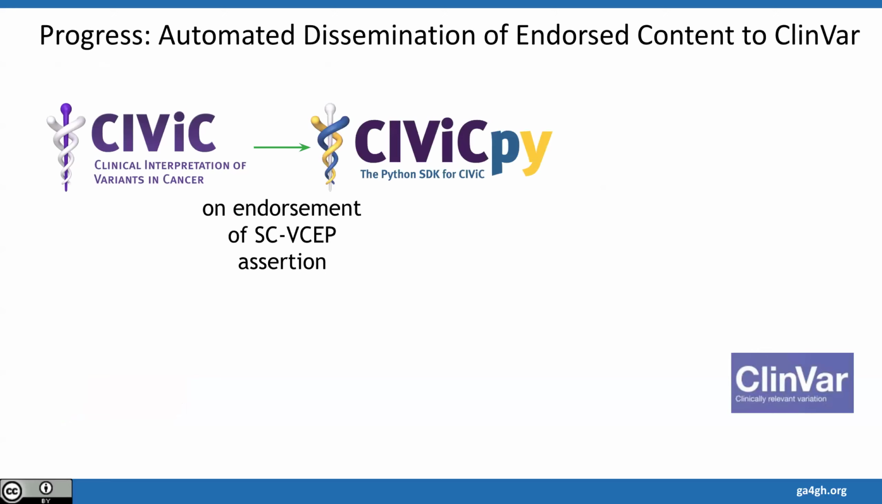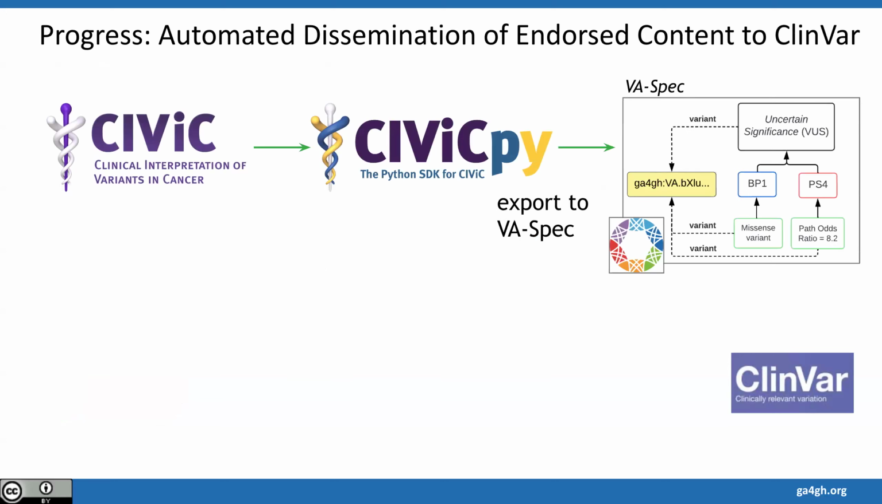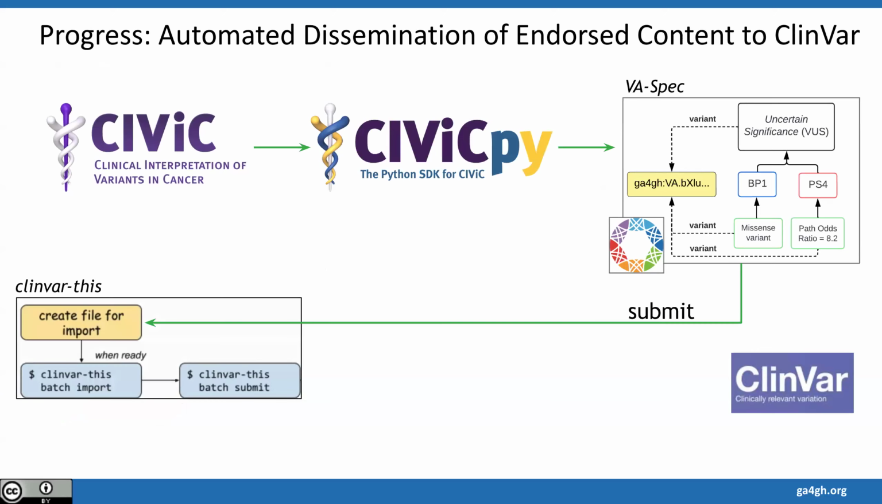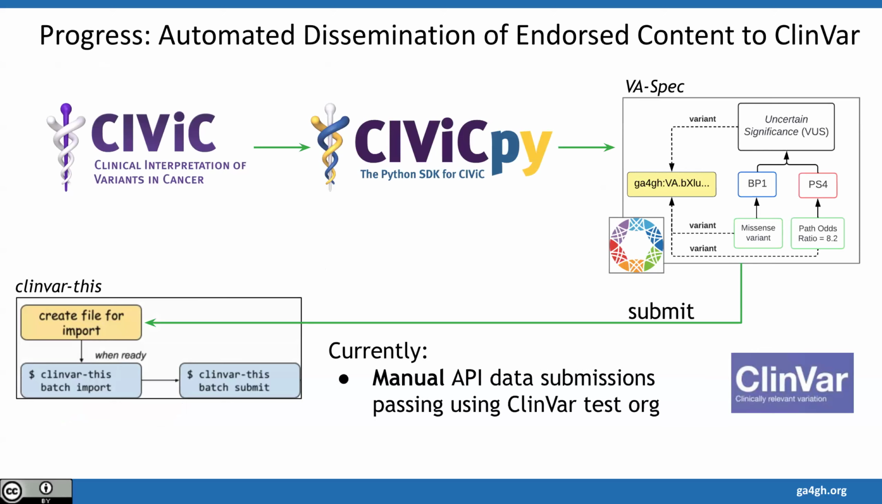So when endorsement of a SCV-SEP assertion happens in CIViC, next, the CIViC API exporter gets the VA spec representation, next, creates the GKS JSON file and submits the endorsed assertion to ClinVar using GKS ClinVar this. Next.